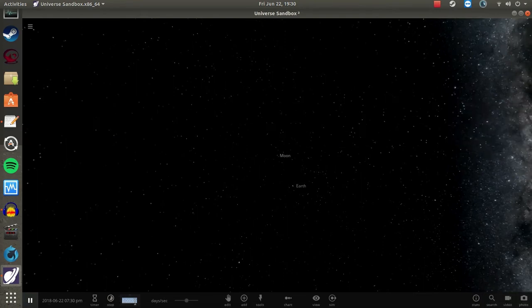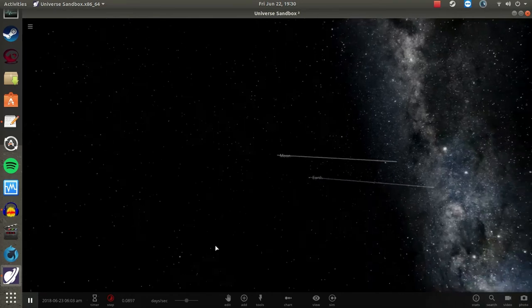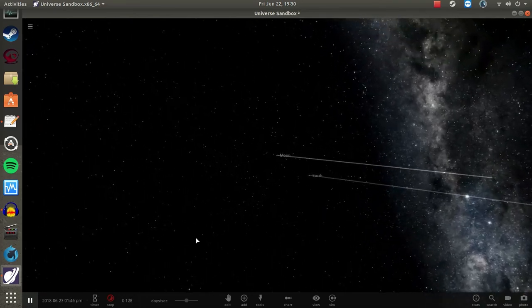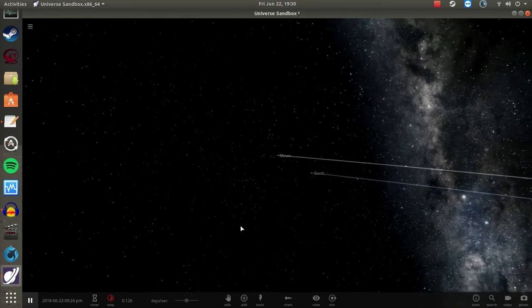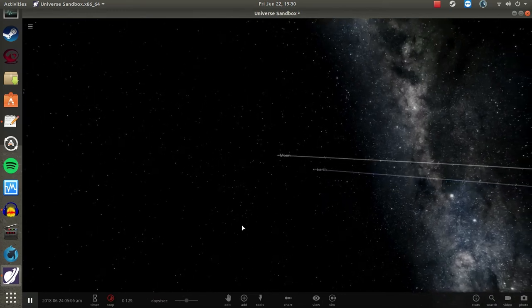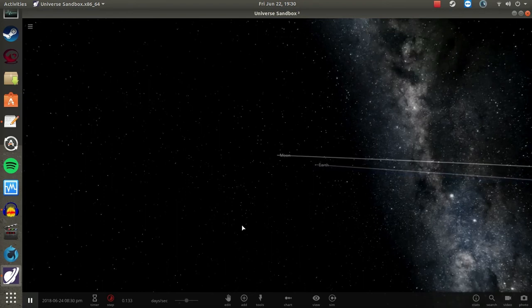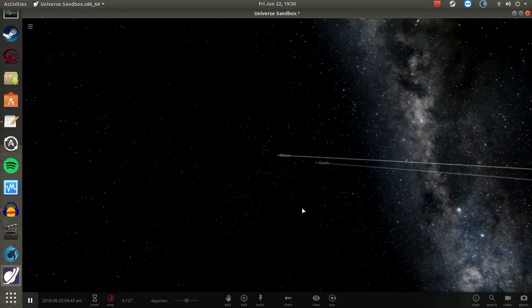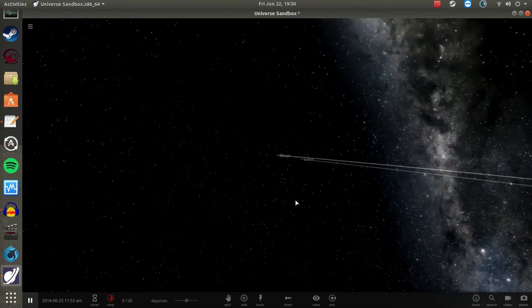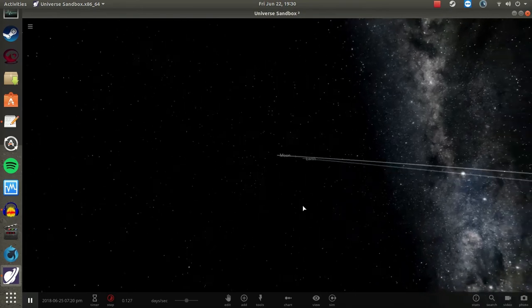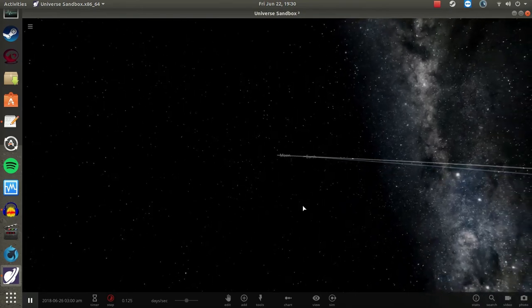We're going to say days per second, and we're going to make that 1. What we want to do is watch the moon and the Earth in their orbit around the sun and see if we can see any kind of a helix pattern or anything that would look strange to us. I think we all expect to see a helix pattern, but I think we'll all be a little bit surprised. Here's the Earth and the moon traveling around the sun with time advancing at the rate of about 1 day per second.